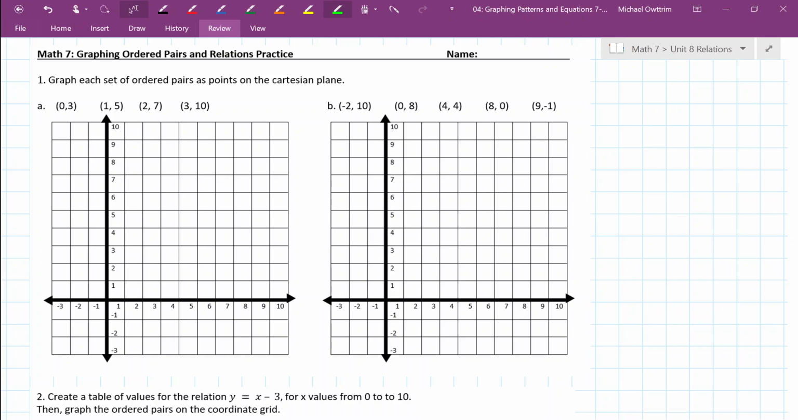Hello class. Today we are taking a look at a basic practice with graphing ordered pairs and relations. So we introduced this idea of a Cartesian plane or coordinate grid. And a Cartesian plane or coordinate grid uses two number lines, one going horizontally and one going vertically, to represent the two variables that we have in a relation.